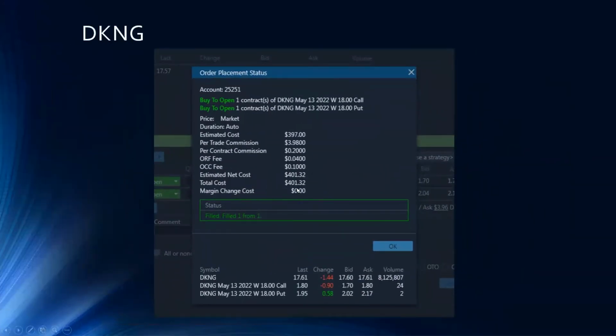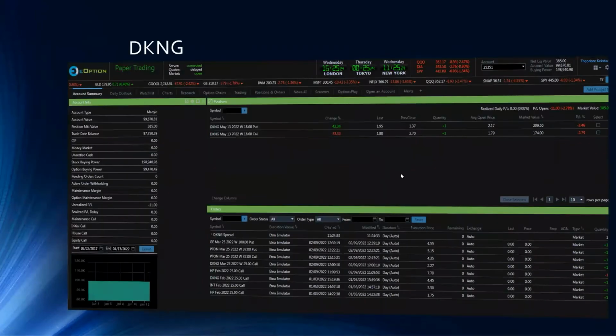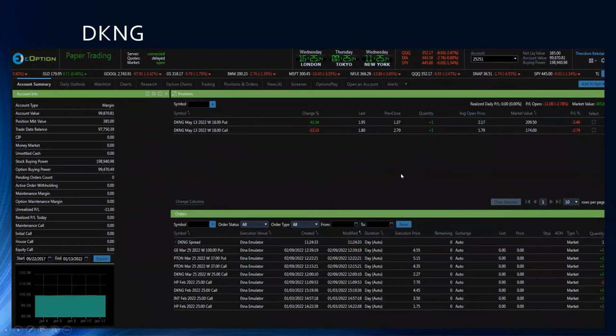So for this position here, to buy the put and the call for the $18 strike price with an expiration date of May 13th, 2022, the total cost was $401.32. So it was $397 for the option, and then with the commission, that was the balance there. So after that, you know a couple of things. One, you know that you are in the market, and number two, you know exactly what your risk is. So you are defined completely on that cost basis no matter what.